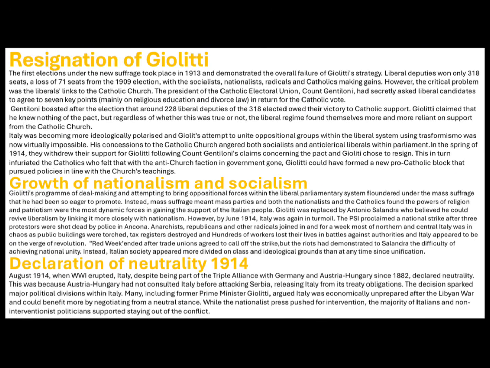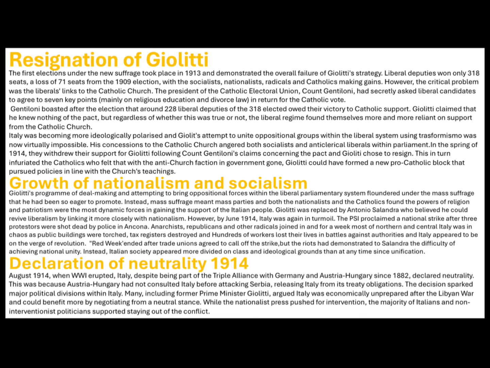Giolitti was replaced by Salandra, who believed he could revive liberalism by linking it more closely to nationalism. However, by June 1914, Italy was back again in turmoil. The PSI proclaimed a national strike after 3 protesters were shot dead by the police in Ancona. Anarchists, Republicans and other radicals joined in.